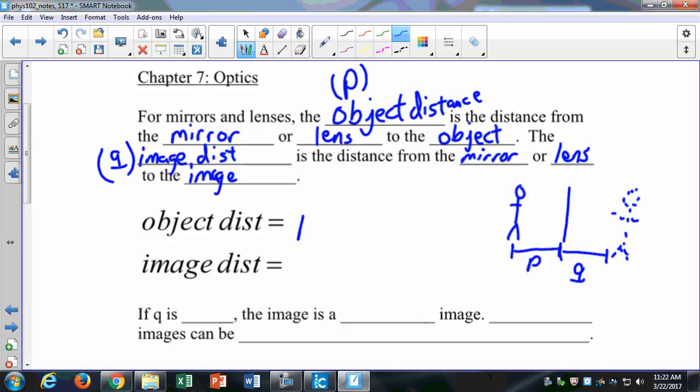Our object distance is called p. Our image distance is called q. Sometimes other books might use do and di, but I'm not. I'm going to use p and q. That's sort of standard. I don't know why p or q. That's just sort of what they use. Object distance is p, image distance is q.